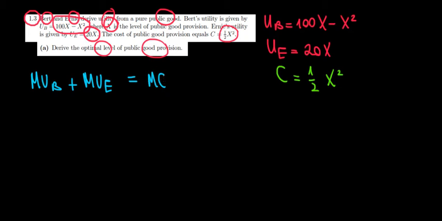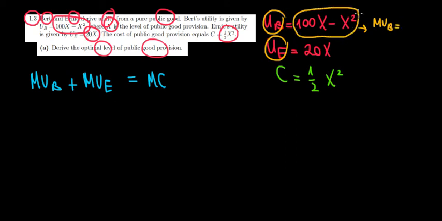We have the utility functions given to us, but we must calculate the marginal utilities. In other words, we will have to differentiate. So what is the marginal utility of Bert? That is the derivative of 100x minus x squared with respect to x. That's 100 minus the derivative of x squared, which is 2x. Same logic over here. The utility of Ernie is 20x, so the marginal utility of Ernie is the derivative of 20x with respect to x, which is equal to 20.